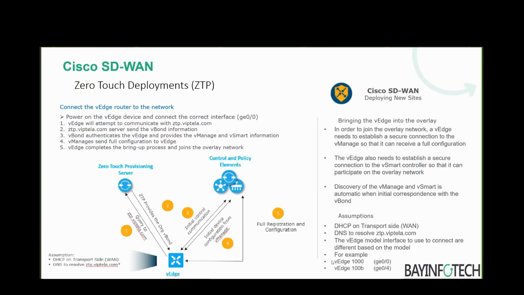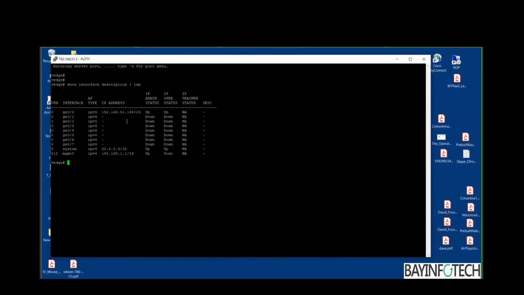The ZTP server redirects to the actual vBond, and here it will get authenticated by vBond. And then with DTLS connections, it will reach out to the vManage and vSmart. Let me jump back into my PuTTY session.